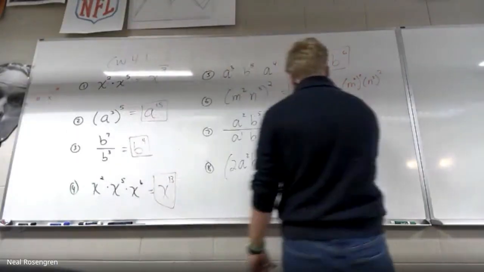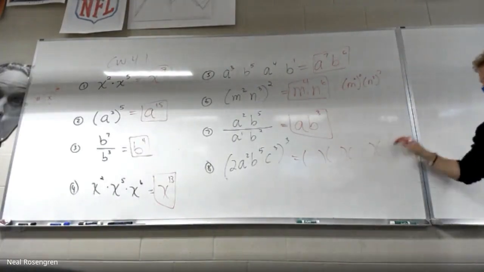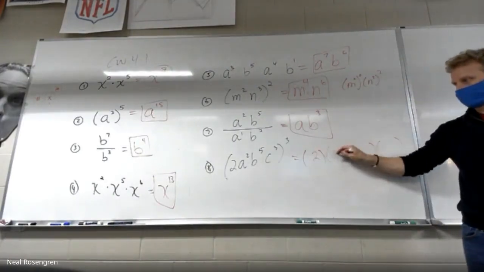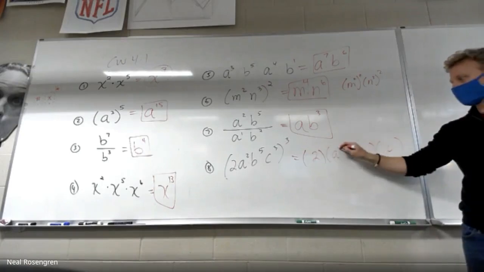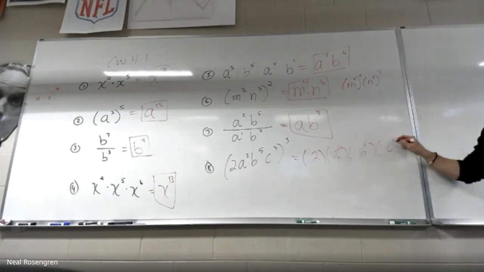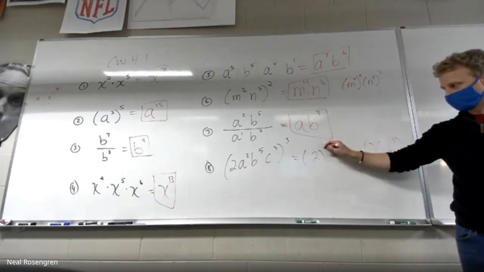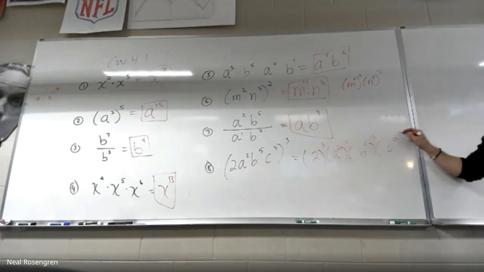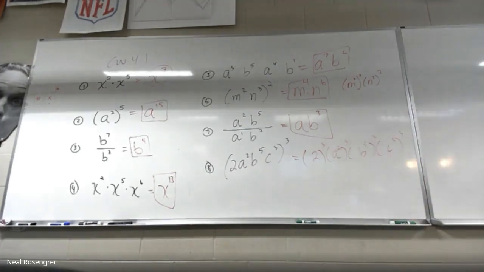Same thing here. There are 4 things inside there. There's a 2, there's an A, there's a B, there's a C, and these have powers. But all of them get cubed. Every single piece inside gets that power of 3 for the answer.